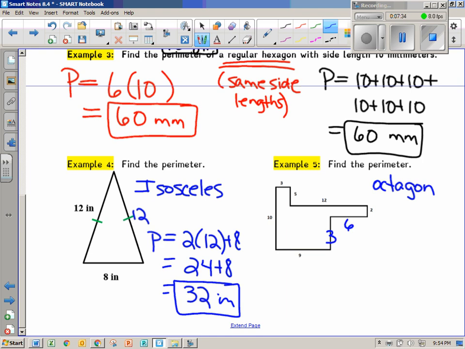So now I'm going to total up all my sides, and I do expect you to show support. So just like I've been doing here, I like to circle where I start and then just move around in the same order every time so that I don't leave anything off. But I know I should have 8 figures to add up. So I've got 9 plus 10, 3, 5, 12, 2, 6, 3.